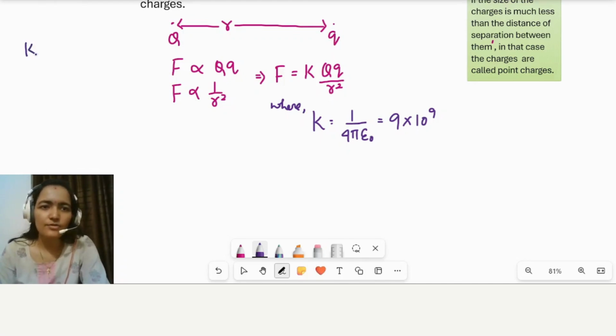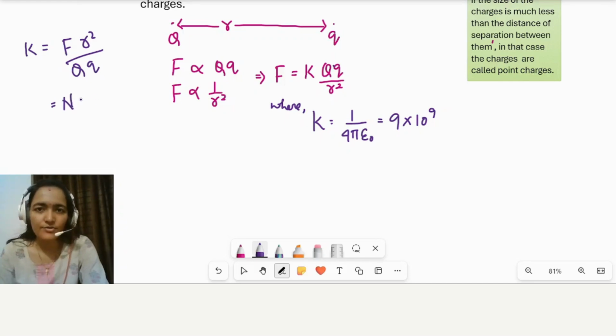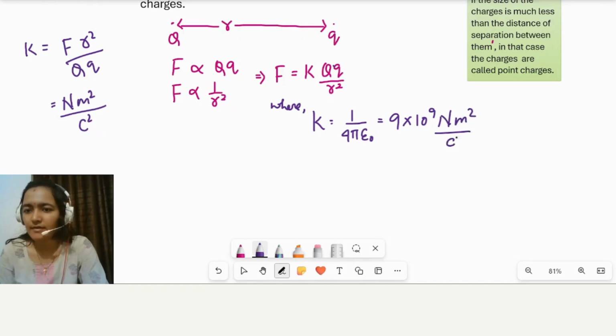Just do one thing, do cross multiplication, take all the terms. We have to find the unit for K, right? So take all the other terms which are along with K to the other side. Keep the K alone. So K is equal to F into R square divided by capital Q into small q. Now the unit of force is Newton, R is distance, so the SI unit is meter. So R square is meter square, divided by charge, the unit for charge is coulomb, so this is coulomb square. Newton meter square by coulomb square. Got it? This is the unit for K.